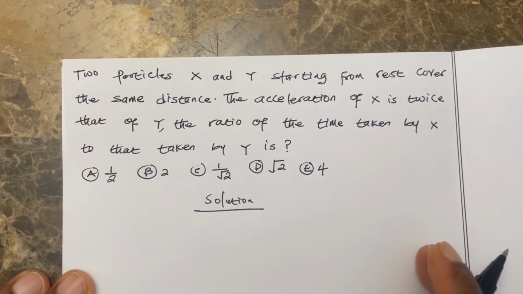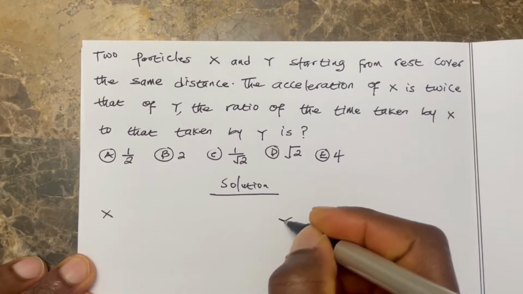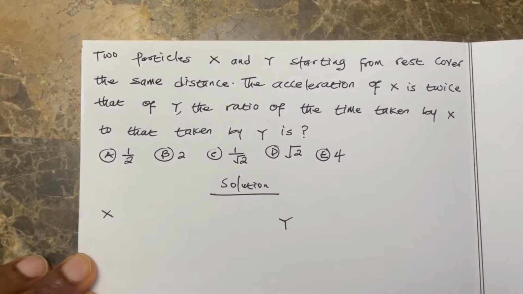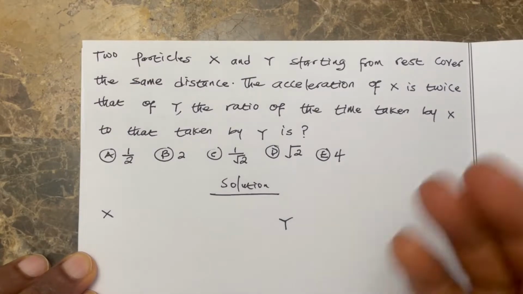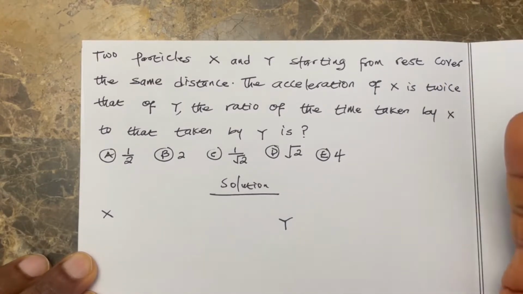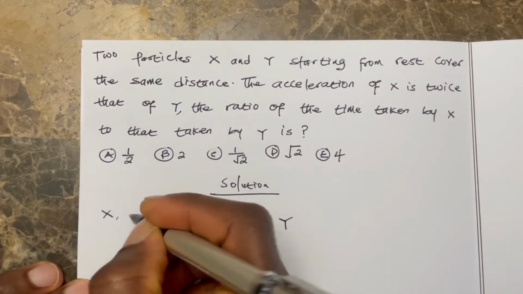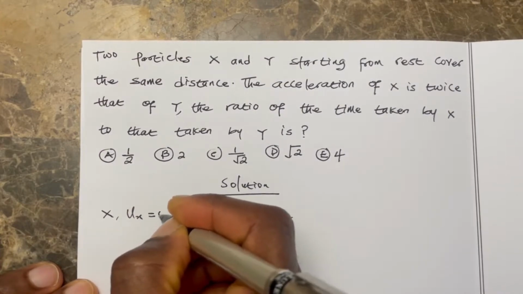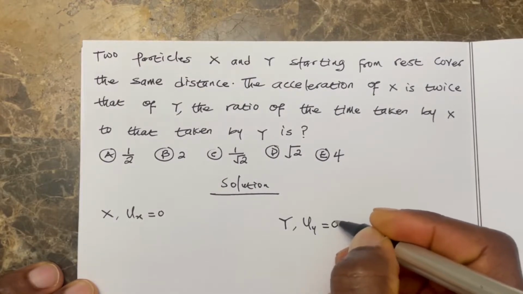We can see the question says we have two particles, right? So we have particle X and we have particle Y here. It said they started from rest. When a particle starts from rest, we automatically know that the initial velocity, which is u, will be equal to 0. So take note of that. I can say u of x is equal to 0, and of course, u of y is equal to 0.